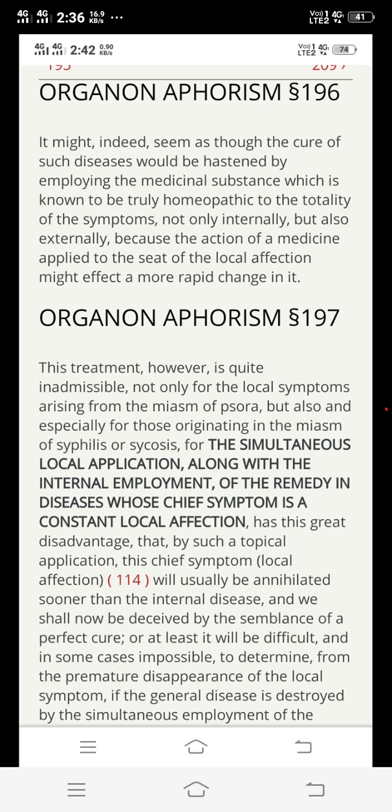That, along with the removal of local signs and symptoms, there is an improvement in the general health of a patient. So this is the sign of cure that is explained in aphorism number 191. Then aphorism number 192 is regarding what is the true homeopathic remedy in local diseases, or how to select the true homeopathic remedy in local diseases.